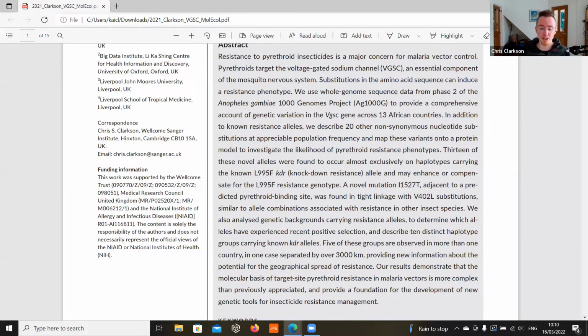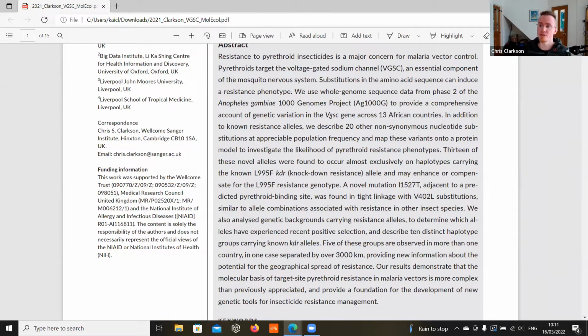On top of those, we described 20 other non-synonymous nucleotide substitutions at appreciable frequency in the VGSC. So these are SNPs that look interesting when it comes to pyrethroid resistance. And we mapped these onto the protein model to investigate the likelihood of pyrethroid resistance phenotypes.